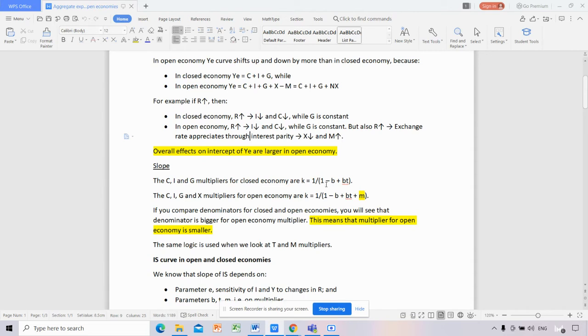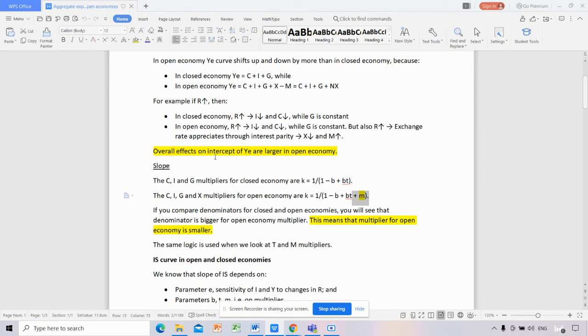So you compare the denominators for closed and open economies, and you will see the denominator is larger in the case of open economy because we have plus m here, which means that the overall expression for open economy is smaller. The multiplier is smaller for the open economy. But the logic will be the same if you look at T and taxation and import multiplier.